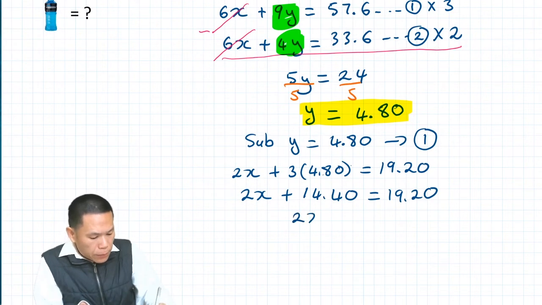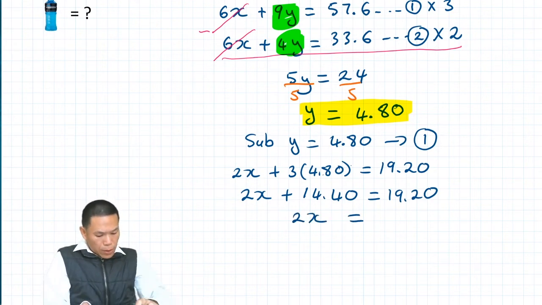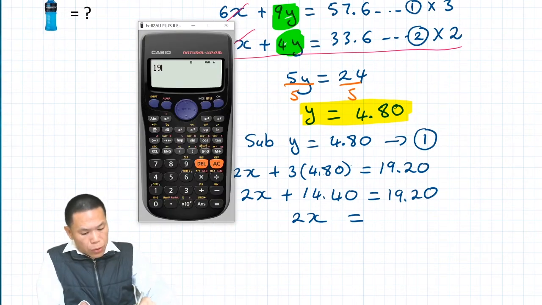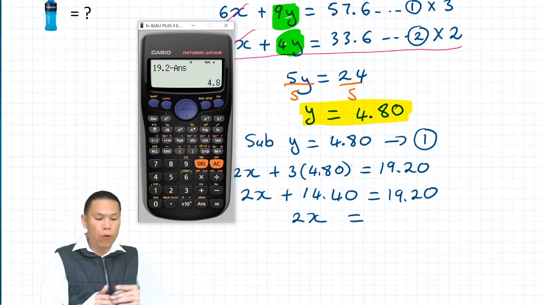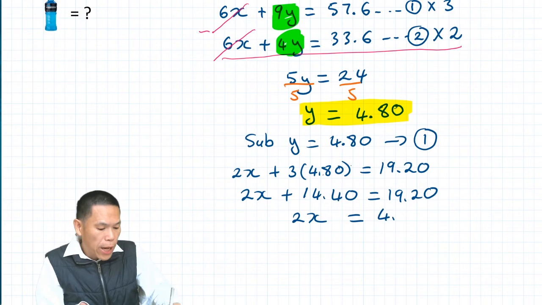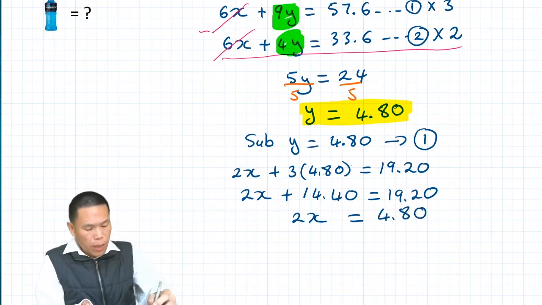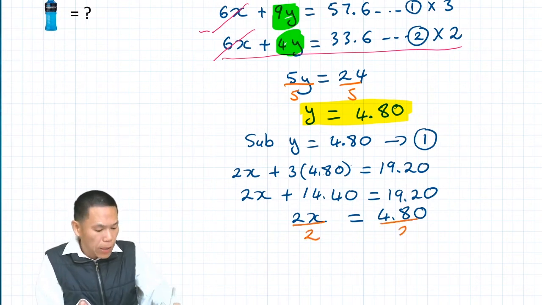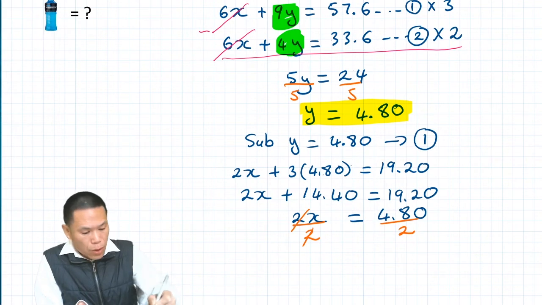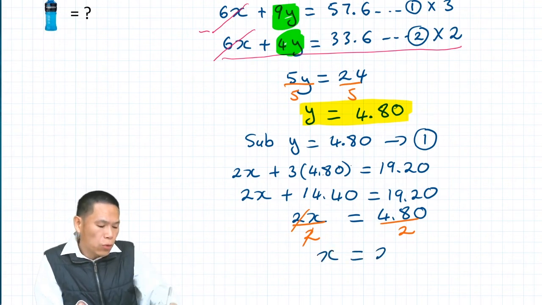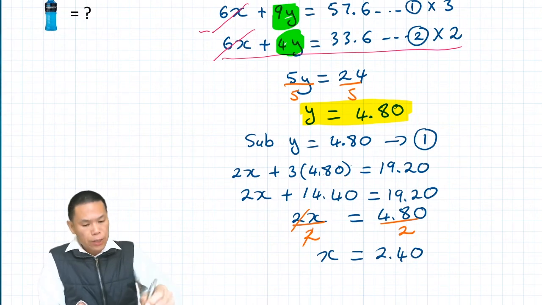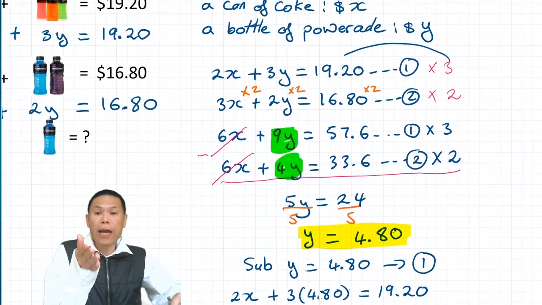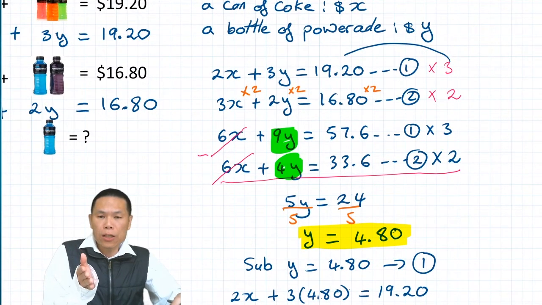So 2x is equal to 19.2 minus the answer, 4.80. So 4.8 or 4.80, it doesn't matter. Then I divide both sides by 2 because I want to solve for x. Divide by 2, that cancels out. So therefore x is equal to 2.40. So this is x. Now remember, x is the cost of a can of Coke and y is the cost of a bottle of Powerade.